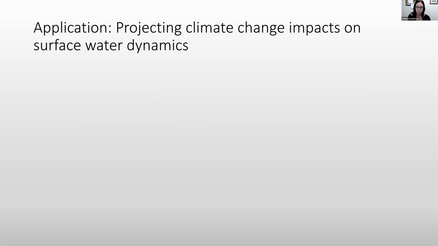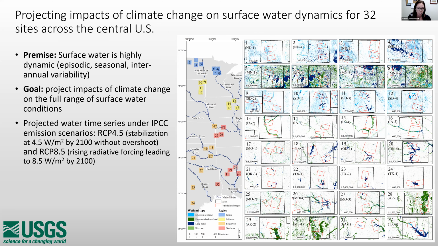So with an eye towards that, let's switch gears to some of the projects that we have been integrating the surface water dynamic data into. This first one is focused on a climate change project that's ongoing. In this project, we are looking at how climate change may impact surface water dynamics across the central US. We're looking at 32 different sites spreading from north in North Dakota and Minnesota, south to Texas and Louisiana.